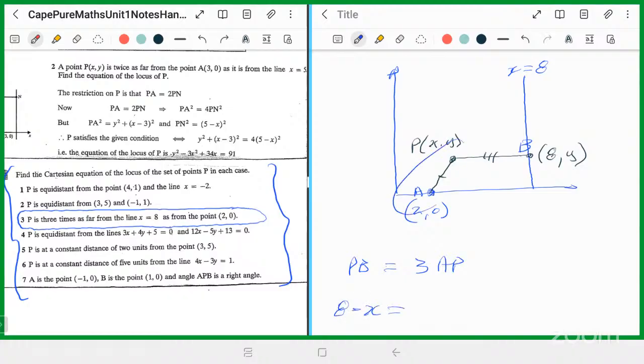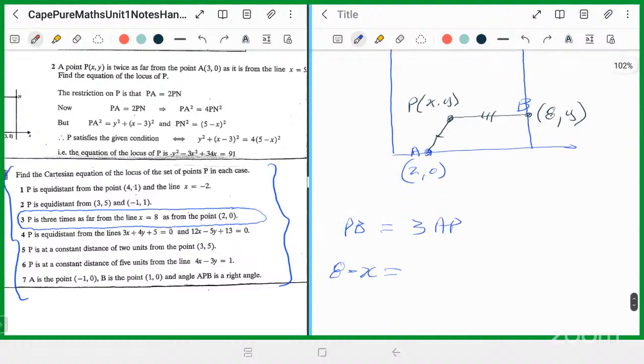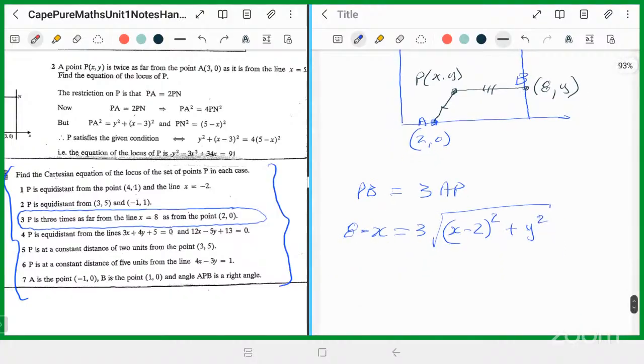What is this length now? I'm going to use the length of line formula. It becomes 3 times the square root of the difference in the x value squared, that's x minus 2, plus the difference in the y value squared, that's y minus 0, or y. That's the locus. Just need to simplify this down now.